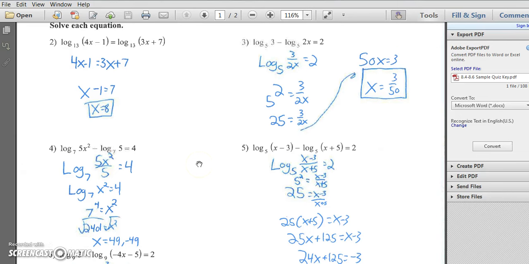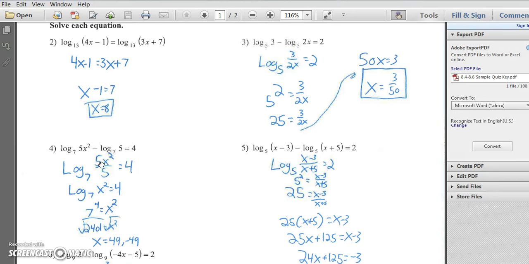For number 4 here, again, Humpty Dumptying it back together again. Quotient property. Then, all right. What I did here was I divided 5x squared by 5 and just made it x squared. That's legal because it's linked with multiplication. We talked about that earlier.